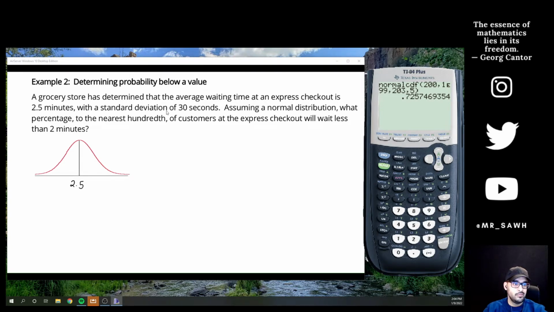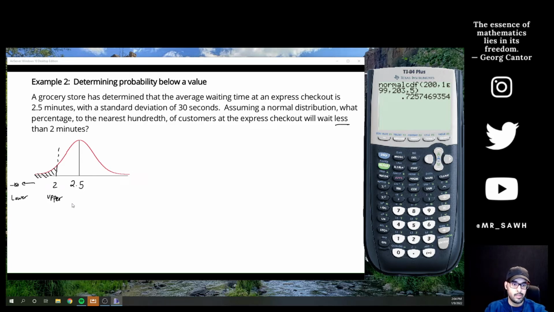If my standard deviation is 30 seconds, that's half a minute. So I'm looking at around 2 minutes, and I want to see where they wait less than 2 minutes. The key word here is less, because that tells me I'm shading the region below the value of 2. It just changes where my boundaries lie. Now 2 is going to represent my upper boundary, because this curve goes off to the left forever to negative infinity, which is the lower quantity.